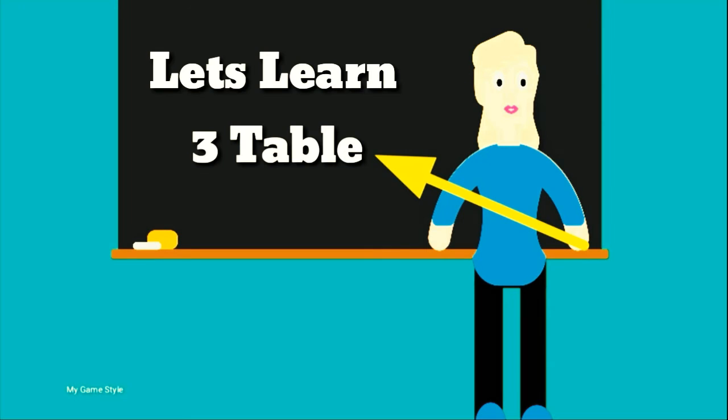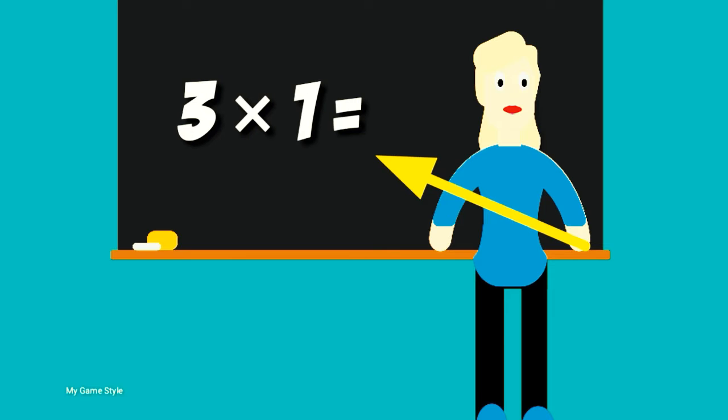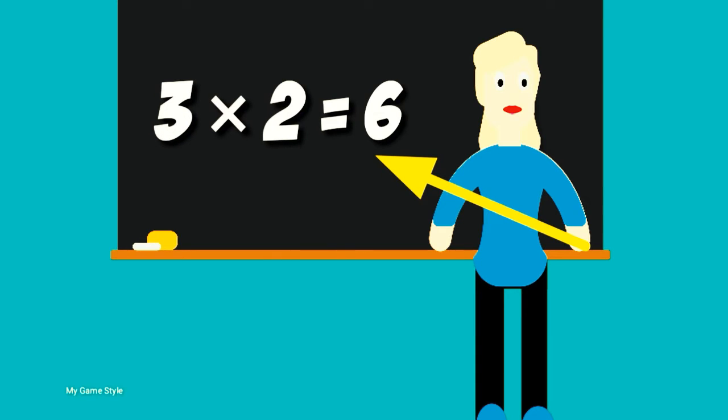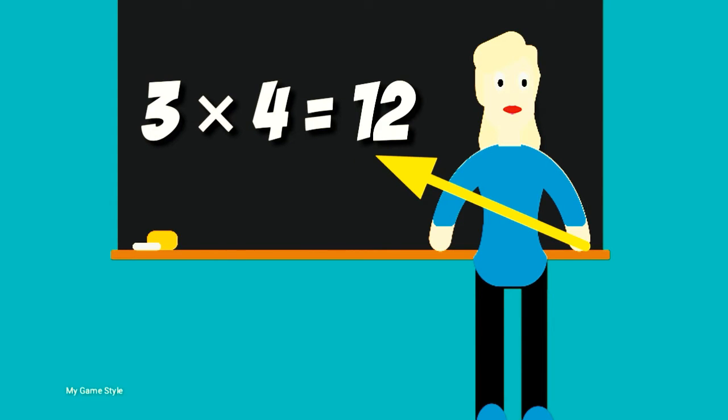Three table. Three ones are three. Three twos are six. Three threes are nine. Three fours are 12. Three fives are 15.